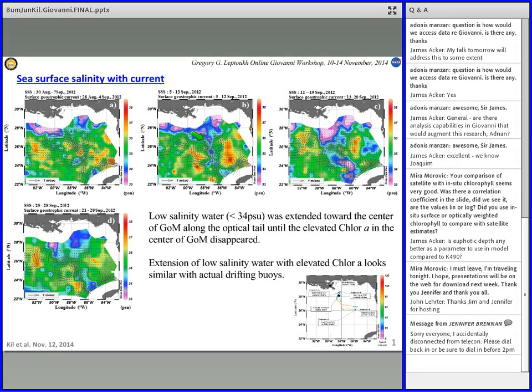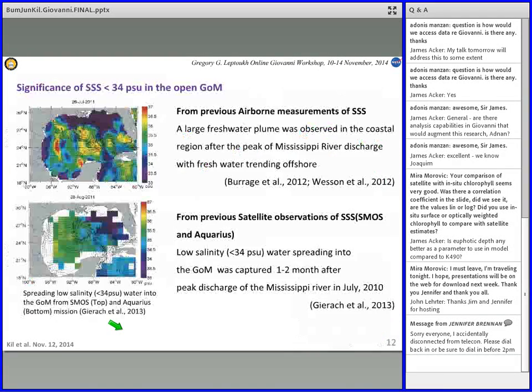Okay, Jim Acker's comment is that they should be getting Aquarius salinity data into Giovanni through the Federated Giovanni project. Yes, that is a good idea, use the Giovanni product right here, because it was already introduced that this kind of low salinity water, coastally induced low salinity water, can be detected not only from the small satellite that I mentioned, but also can be measured by the Aquarius satellite.